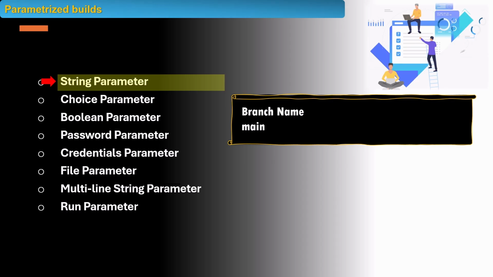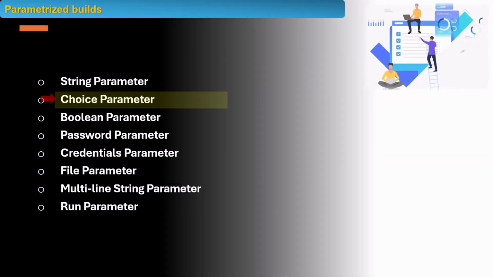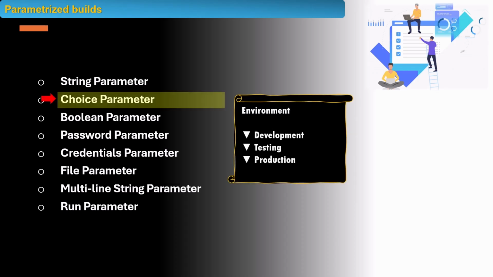Then choice parameter presents the user with a drop-down list. Instead of typing a value, the user selects one of the predefined options. For example, before deployment, Jenkins may ask whether the application should be deployed to development, testing, or production. Since the values are predefined, this reduces typing mistakes and ensures only valid options are selected.